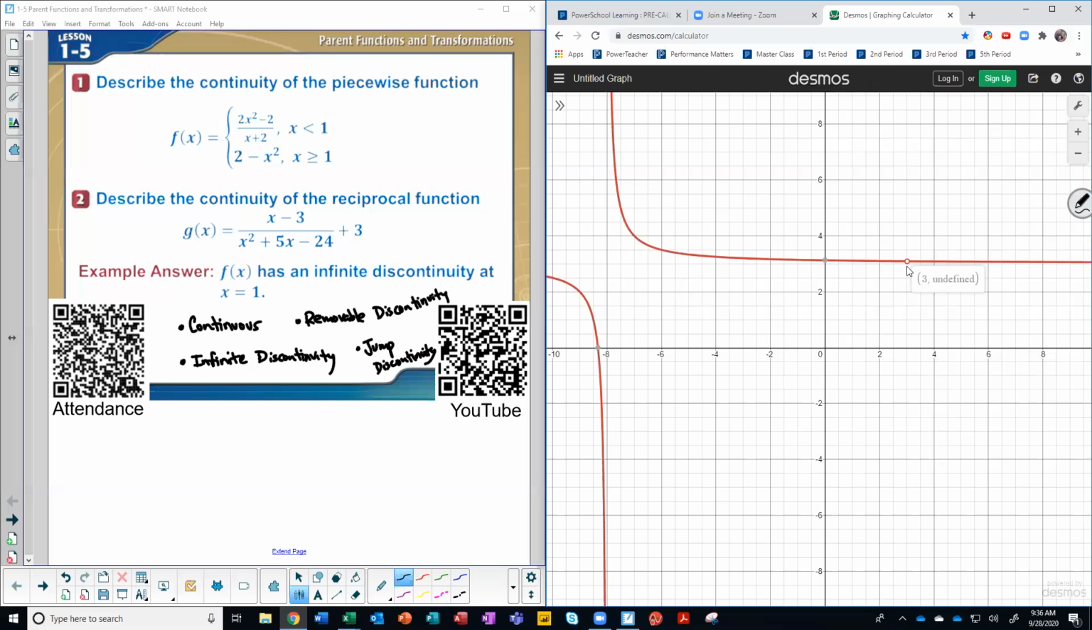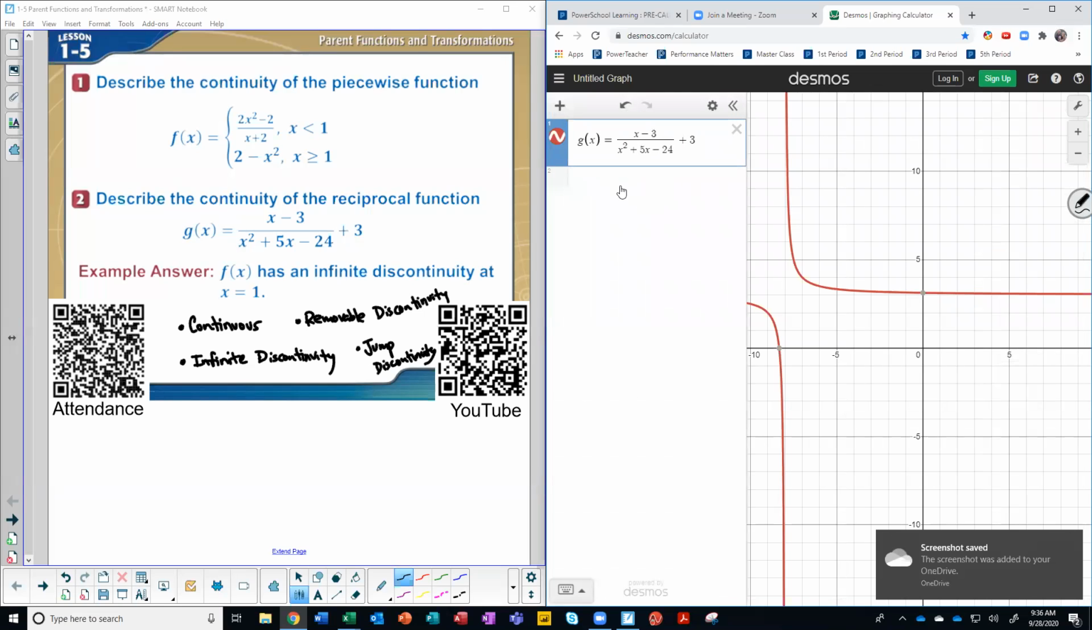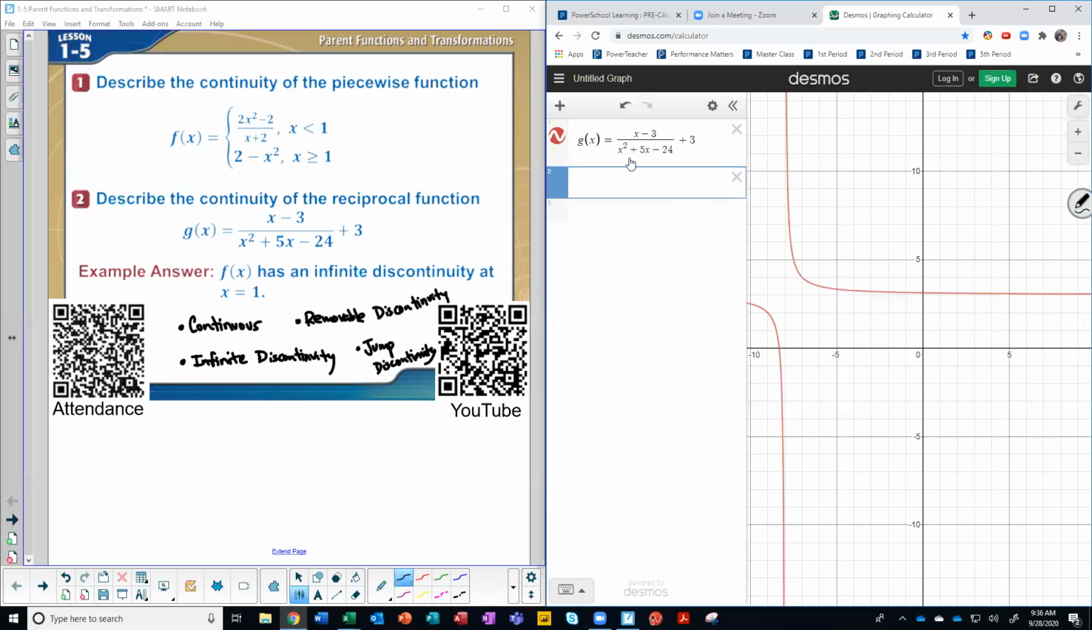So this one is what a removable would look like. Whoops. I tried to take a picture right there. Let me try this again. There we go. That's what it would look like. Now, there's something else you can do in Desmos to help you out, and that is use a table. I'm giving you a lot of instructions right now. We're going to go over this in chapter 2.